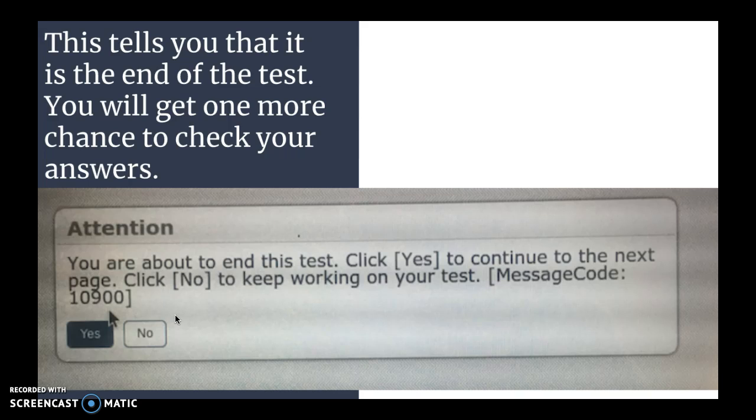This message tells you that it's the end of the test. Now you get 2 warnings. Here's your first warning. If you click yes, you could still get 1 more chance to check your answers. If you click no, then you can have more than 1 chance to check your answers.